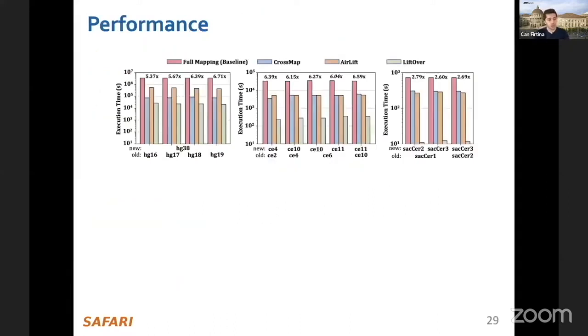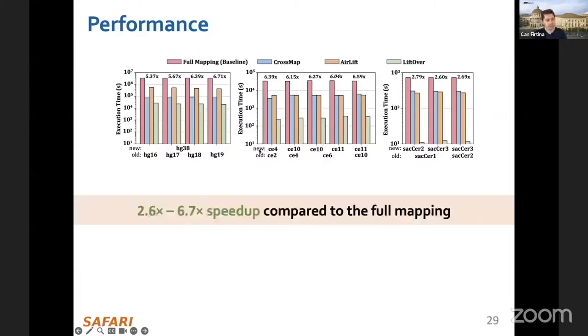So this figure shows the performance result compared to full mapping, CrossMap, AirLift, and Liftover. On the y-axis, we have the execution time. On the x-axis, we have the old reference genome information and the new reference genome information. So this means that, for example, in this particular region, we can tell that we generate the results by moving the reads from HG16 to HG38. And in this particular region, we can tell that we generated the results by moving the reads from HG19 to HG38 again.